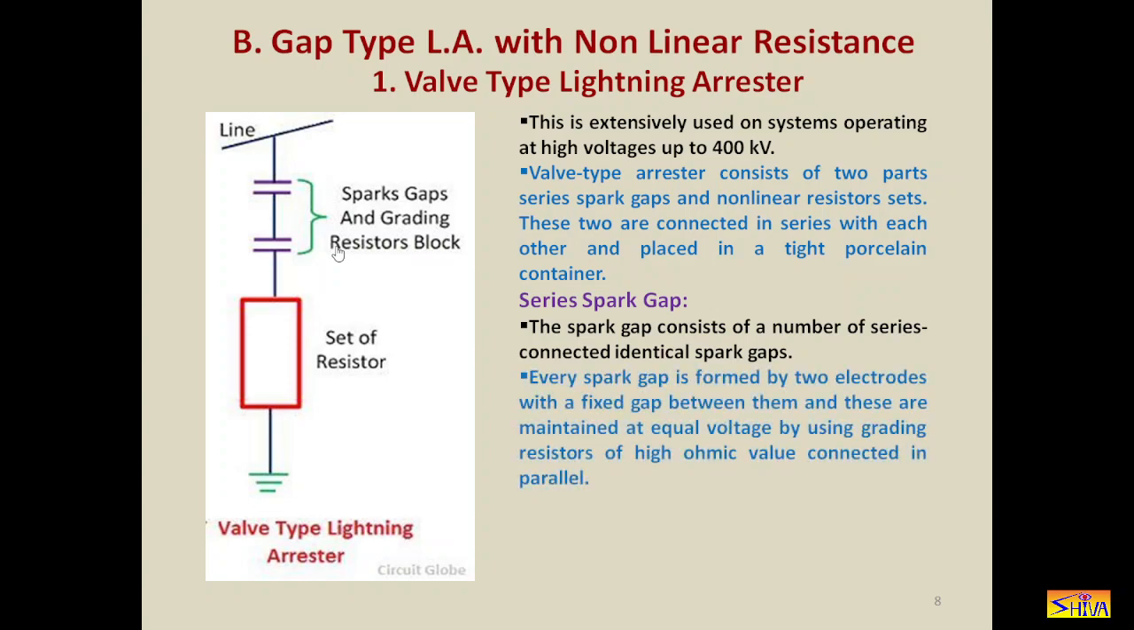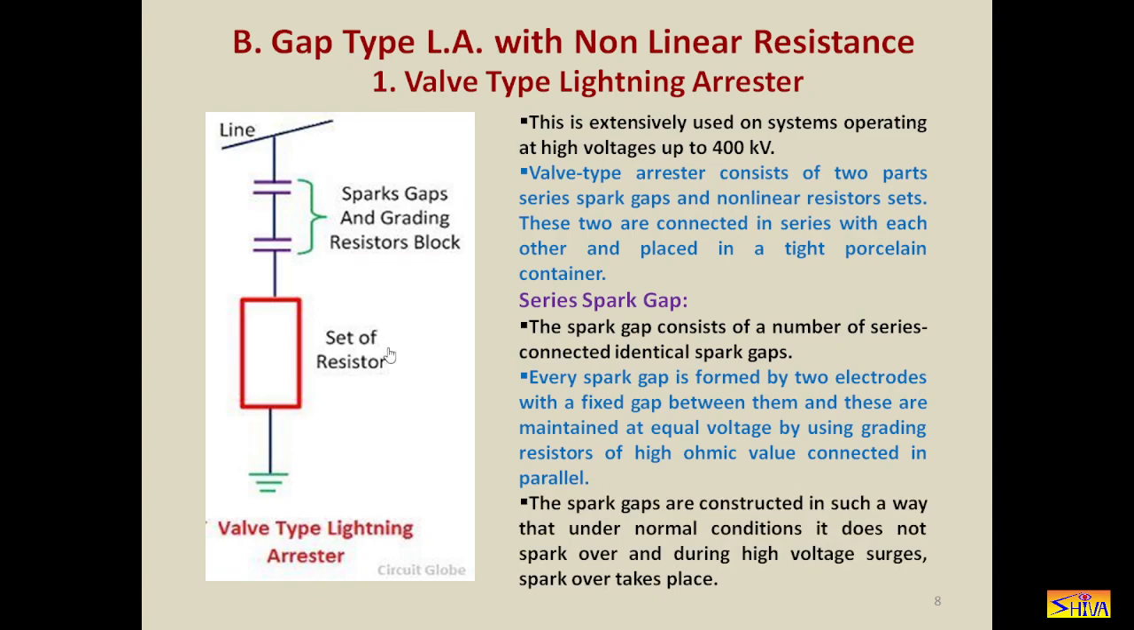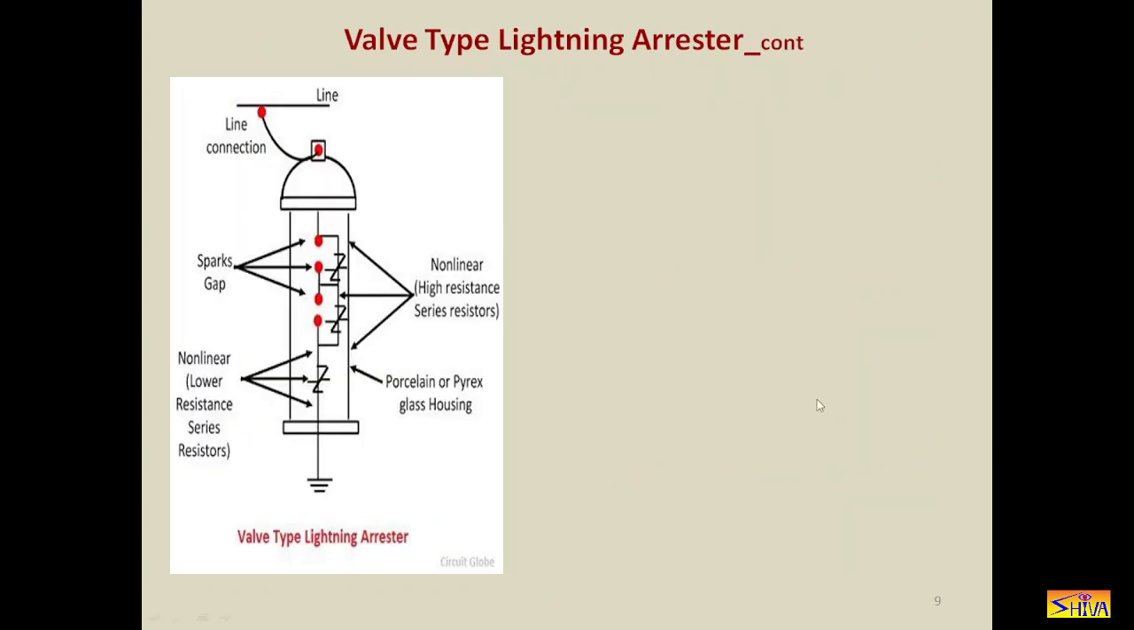Every spark gap is formed by two electrodes with a fixed gap between them, and they are maintained at equal voltage by using grading resistors of high ohmic value connected in parallel. So with each gap there will be grading resistors so that voltage distribution is uniform. The spark gaps are constructed in such a way that under normal condition it does not spark over, and during high voltage surges spark over takes place.